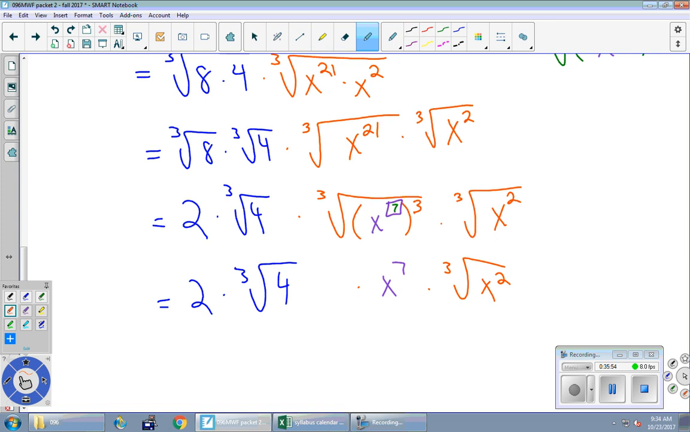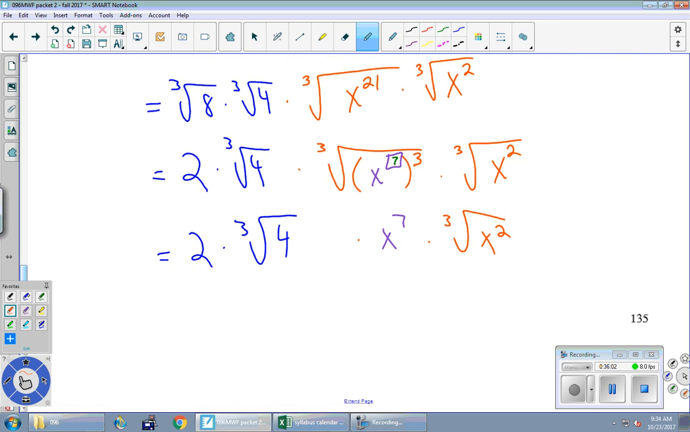And then the very last step of this problem is to bring to the front anything that's outside of a radical and push together into a single radical everything else. So here's our final answer. There's a 2. What else is outside a radical? x to the 7. And then instead of having two radicals, we know that when two radicals are multiplied, we can smush them together into a single radical. So what's inside of this single radical? 4x squared is good. So that's our simplified answer, 2x to the 7 times the third root of 4x squared.